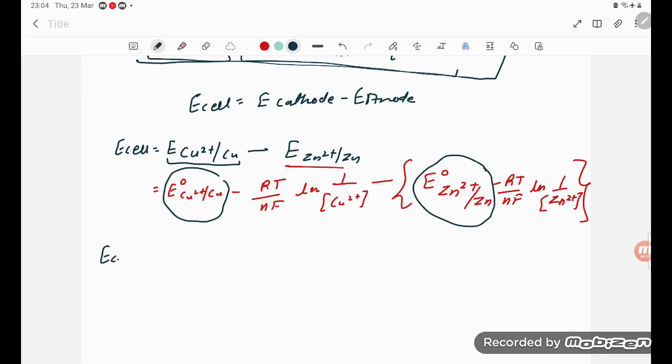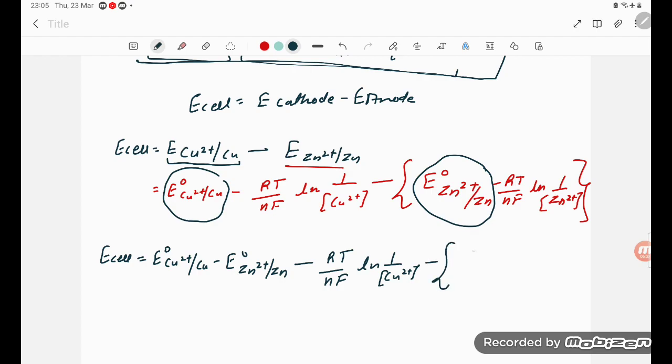So E cell is equal to E naught Cu2+/Cu minus E naught Zn2+/Zn, minus RT upon nF ln 1 upon Cu2+, and then minus, in brackets, minus RT upon nF ln 1 upon Zn2+. So these are the answers, student, right?